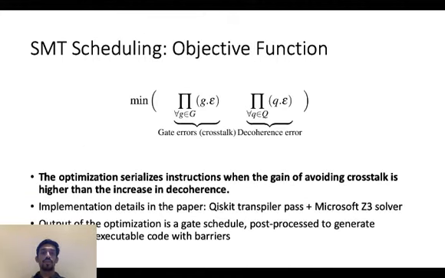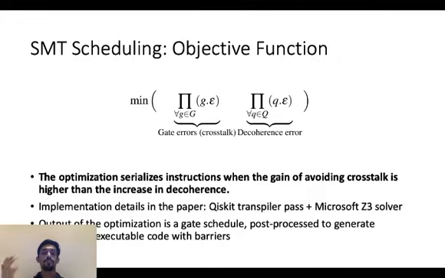Given these crosstalk and decoherence terms, the overall objective of the optimization is to minimize the product of both of these terms. And the optimization does this by changing the gate schedule. So in effect, the optimization can serialize instructions whenever the gain of avoiding crosstalk is higher than the increase in decoherence errors that happens because of increasing the lifetimes from serialization.